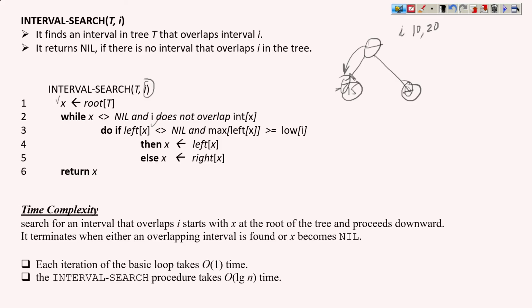So you move to the left, meaning earlier this was your x, and now when you move to the next part, this becomes your x. If this condition is not satisfied, meaning this max value is not more than the low of the interval which you are searching for, then you move to the right, and the right becomes your x. And we keep searching until x becomes nil. That means the interval that we are searching for does not exist.